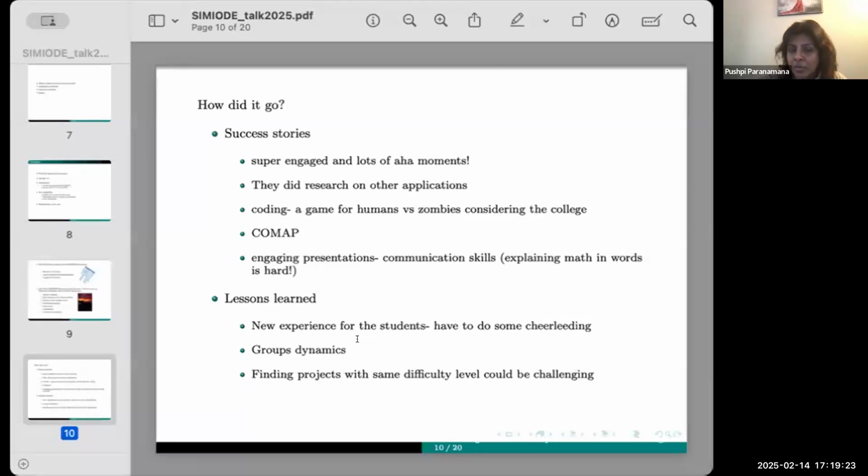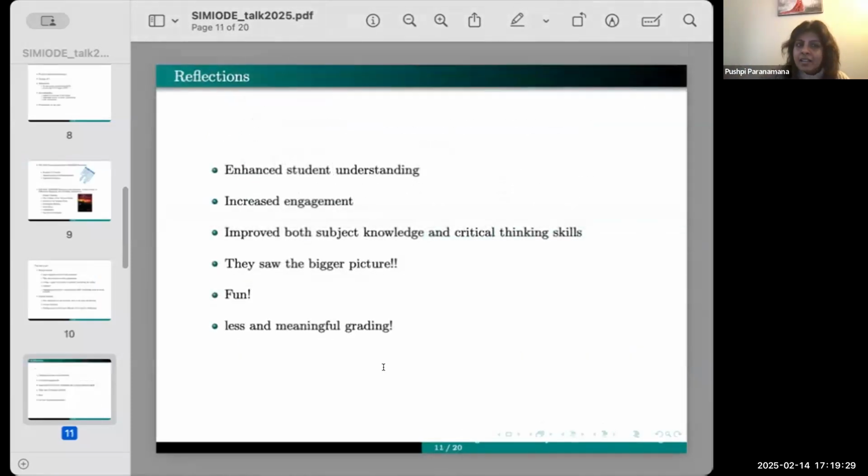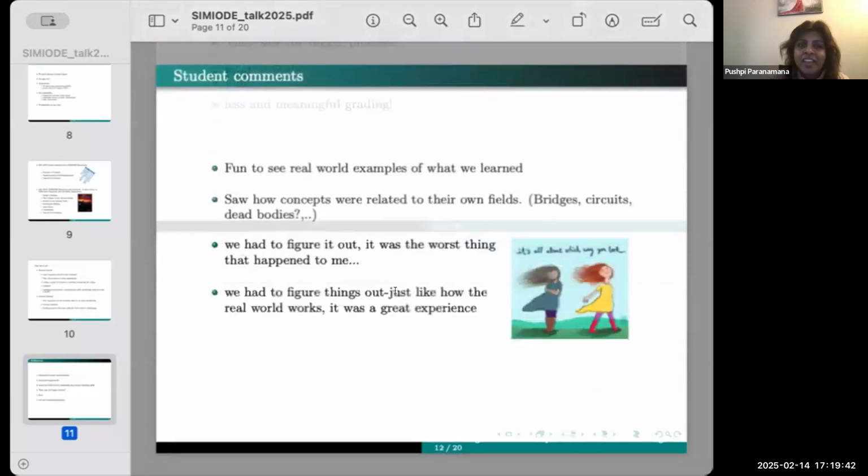And group dynamics could be challenging sometimes, and finding projects with the same difficulty level could be challenging. But the benefits: enhanced student understanding, engagement, critical thinking, all good stuff. They actually saw the bigger picture, and there was less grading, which was good for me.